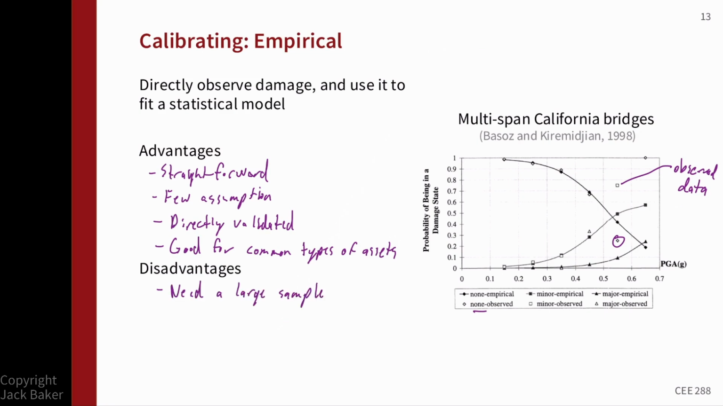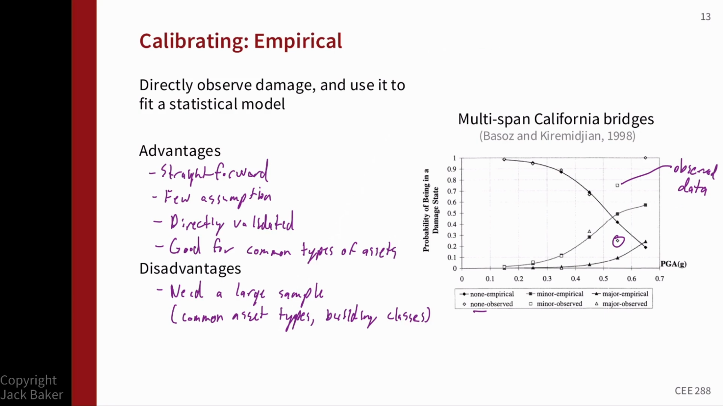So we're going to need a fair amount of data. And if we have common types of assets, that might be possible. A challenge though is we're going to have to put our buildings or our assets into classes, right? So in the figure to the right, all multi-span California bridges went into the same model. You couldn't have a skewed bridge versus a straight bridge or curved bridge or 3-span versus 2-span. You have to lump things together in order to get enough of a sample.